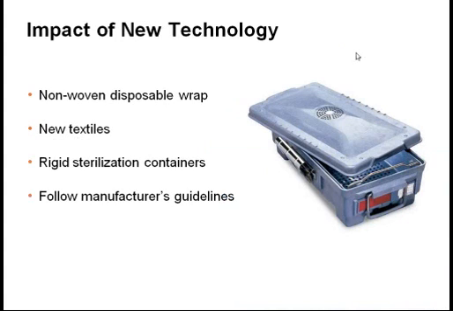Woven textiles have been more forgiving of improper preparation techniques. Porous textiles such as cotton and linen absorb the excess moisture from overloaded sets and trays, which may dry more easily. Always follow the manufacturer's guidelines.